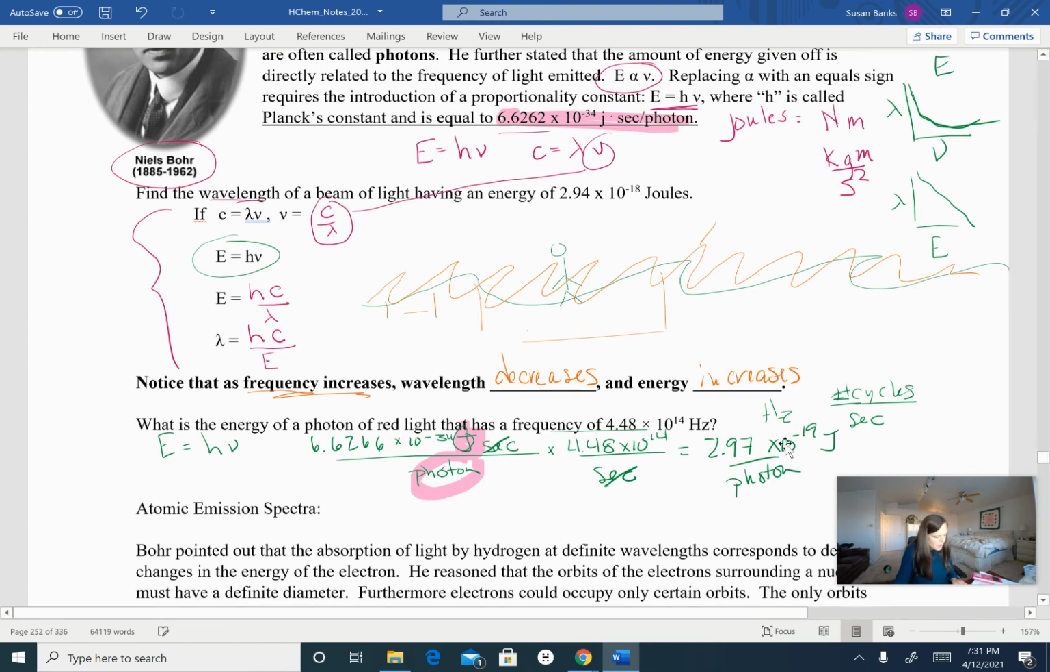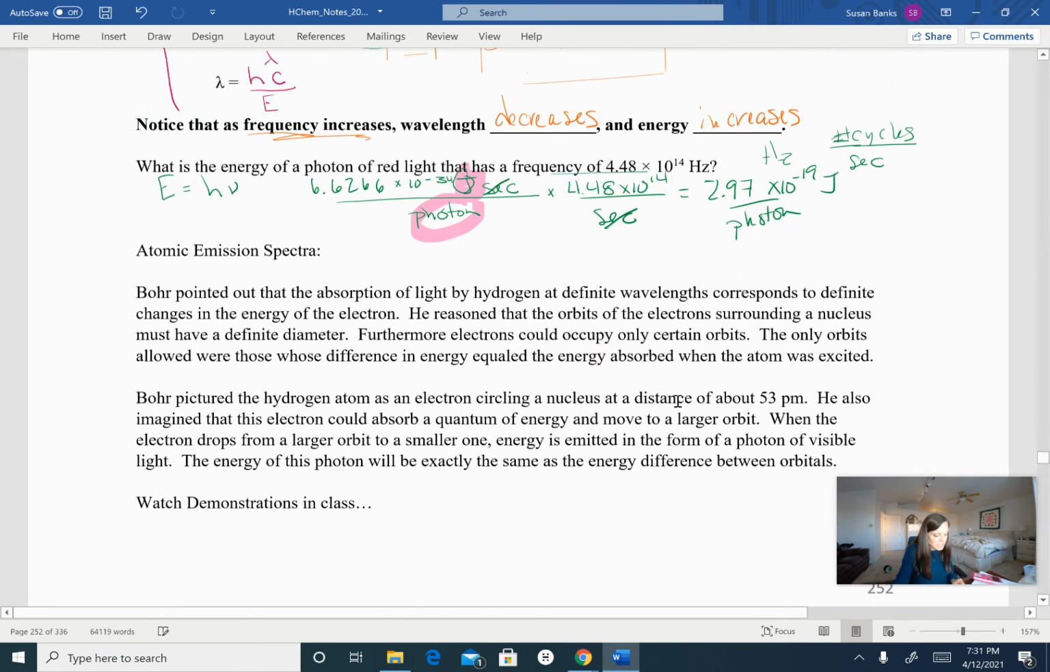All right. Atomic emission spectra. We're going to talk about this a little bit for the next couple of days. Bohr pointed out that the absorption of light by hydrogen at definite wavelengths corresponds to definite changes, right? Wavelengths definitely have definite energy signatures. And so if I have emissions from hydrogen, that means that these electrons are definitely jumping very specific amounts because I always get the same colors when hydrogen has the emissions.